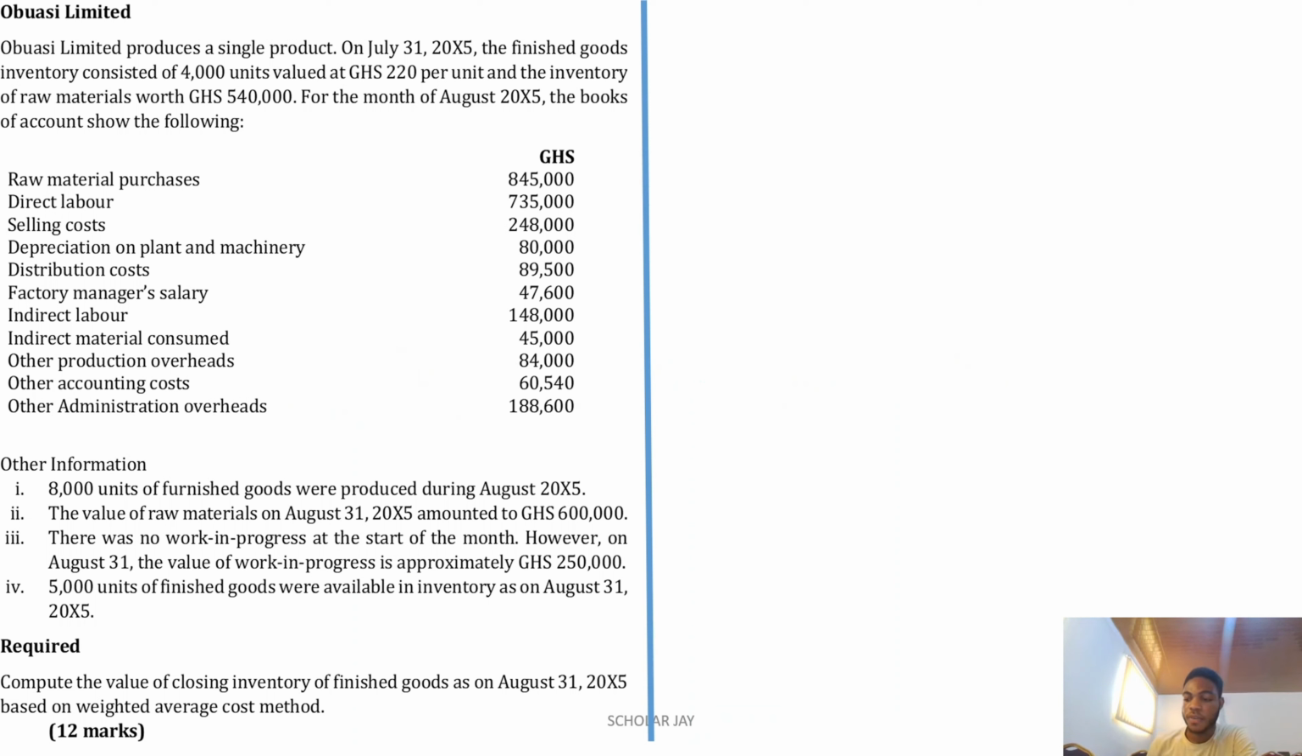So we have another interesting question here. This is another past question from the Institute of Chartered Accountants, Ghana. And I'm sure by the time we finish solving this question, your understanding of IAS 2 will be more practical, more solid, right? So we have Obuasi Limited.